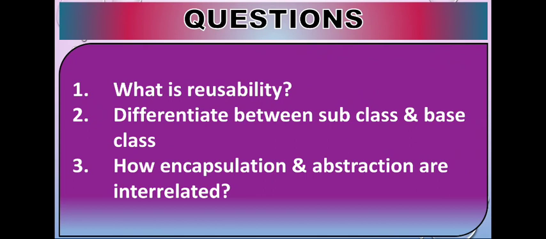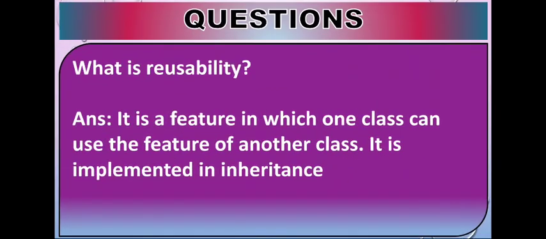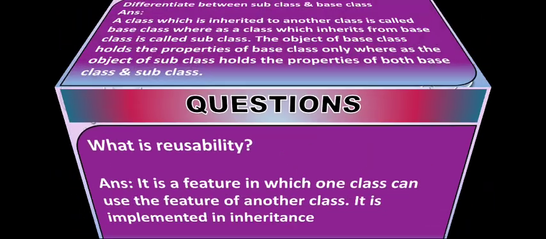Now some of the in-text questions: what do you mean by reusability? Differentiate between subclass and base class? How are encapsulation and abstraction interrelated? Look at the answer here. What do you mean by reusability? Reusability means the characteristics of one class can be reused in another class. So it is a feature in which one class can use the feature of another class. It is implemented in the inheritance principle of OOP.